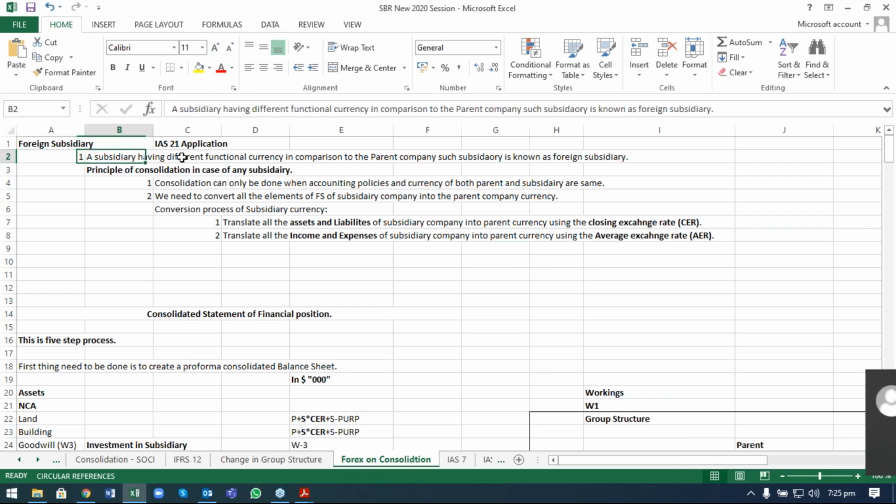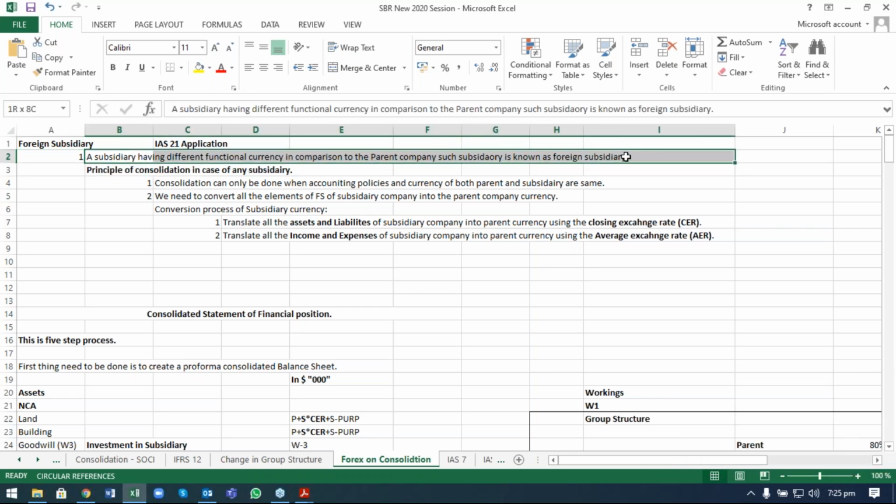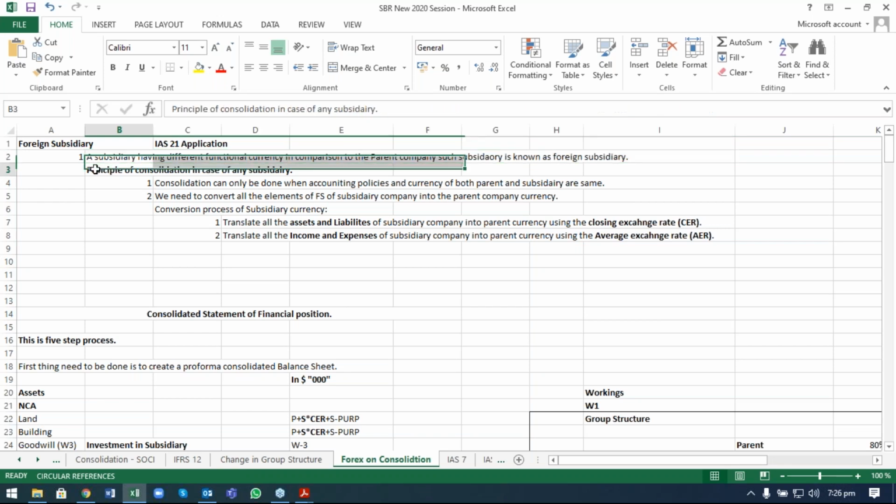a subsidiary having a different functional currency in comparison to the parent, such a subsidiary is known as a foreign subsidiary. So if there is a foreign subsidiary, how are we going to account for it? First, I'll be giving you an explanation. You have to consolidate a foreign subsidiary within the group financial statements; how you are going to account for multiple subsidiaries would be something I'm going to answer after the end of this question. But right now, we're looking into a subsidiary having a different functional currency in comparison to the parent company, and we need to make sure how to consolidate it. We are looking into the principles later on.